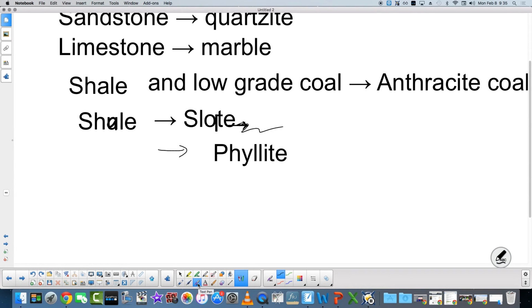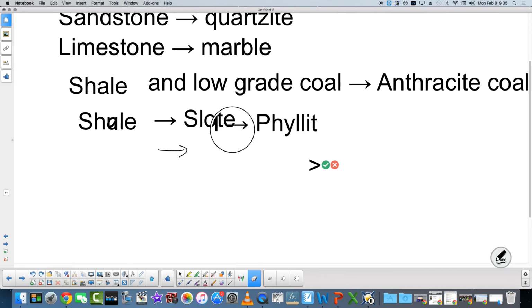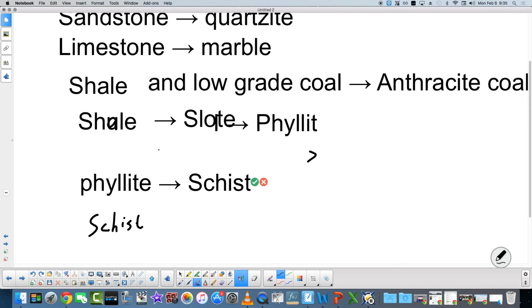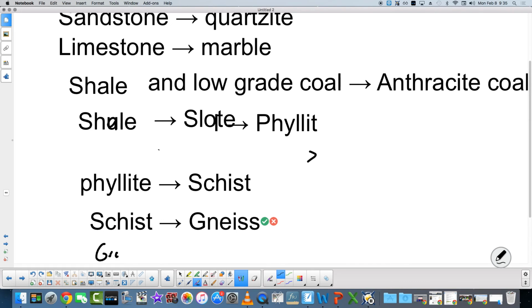Phyllite then leads to schist. This is where schist comes into play. Schist leads to gneiss. And granite can also lead to gneiss.